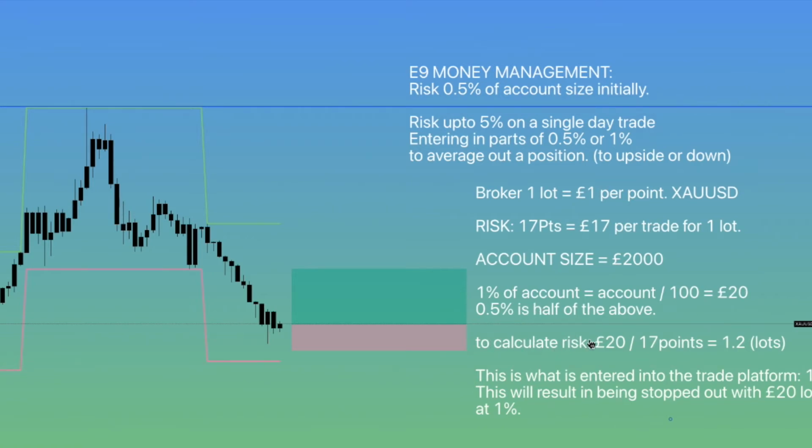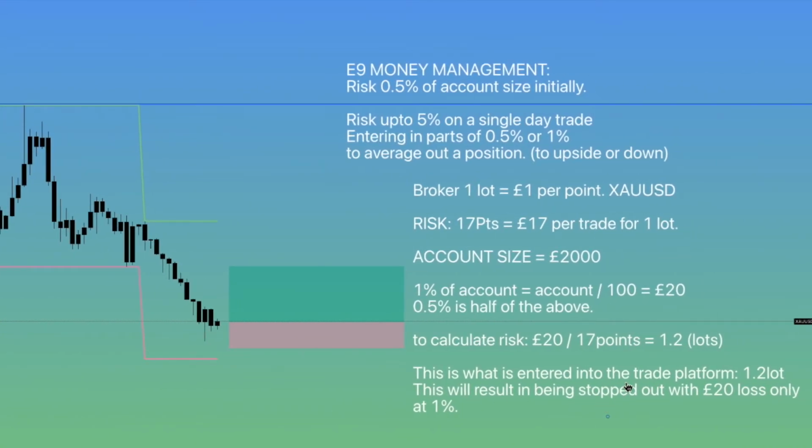So basically, to calculate the risk, you need to know the amount you're going to risk, 0.5% or 1%, so in this case £10 or £20, divided by the amount of points. Now remember, £1 per lot, £1 per point, 17 points, so we can calculate this easily with regards to the lots. And then we'll know it's 1.2 lots to come over and enter into the platform when we open the trade.